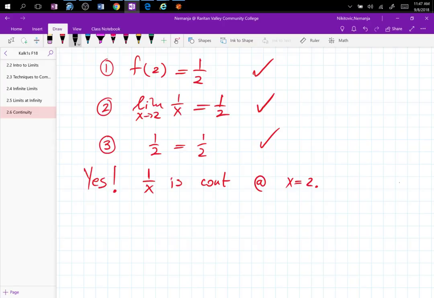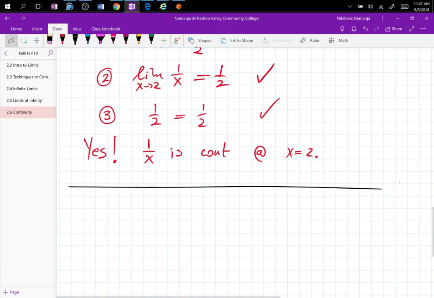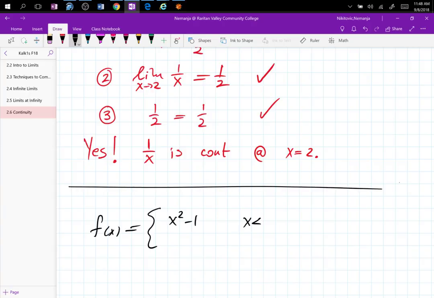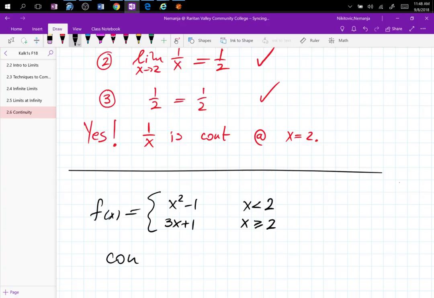Now, more interesting cases are when you have piecewise functions. Especially if you have issues with graphing and you don't know whether the graph is going to connect or not, to visually determine the continuity, use the 3 rules and it will work fine. So let's say that you have f of x to be a piecewise function: x squared minus 1 for all x's smaller than 2, and 3x plus 1 for all x bigger than or equal to 2. Is this continuous at x equals 2?